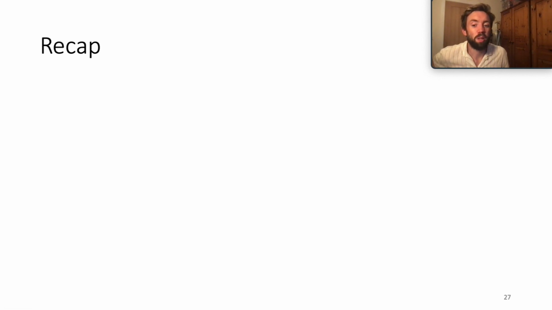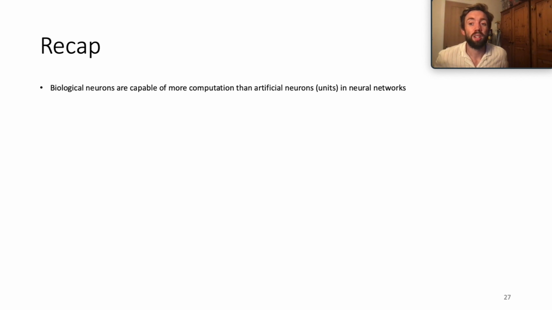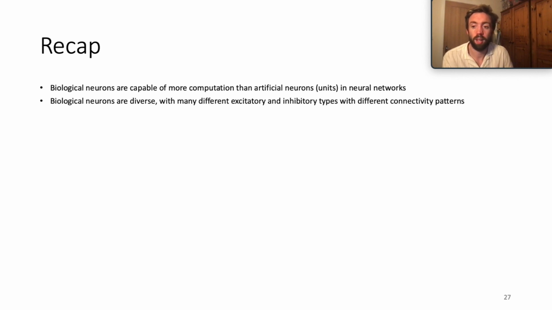So to recap what we talked about today, biological neurons are capable of more computation than artificial units or neurons in neural networks. They seem to be equivalent to at least a 2-layer neural network. But biological neurons are themselves very diverse, with many different subtypes of excitatory and inhibitory neuron, as well as neuromodulatory neurons that release other transmitters such as dopamine, serotonin, etc.